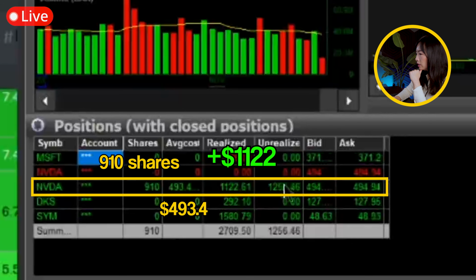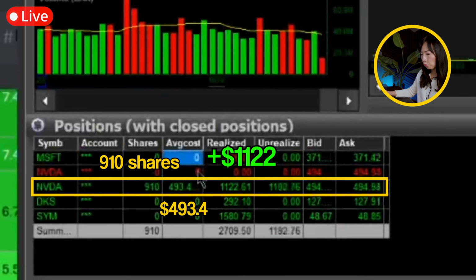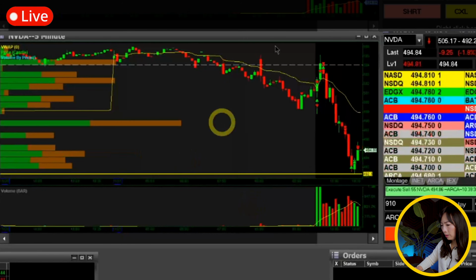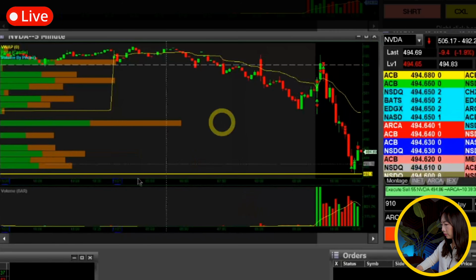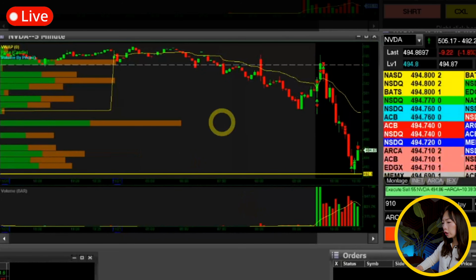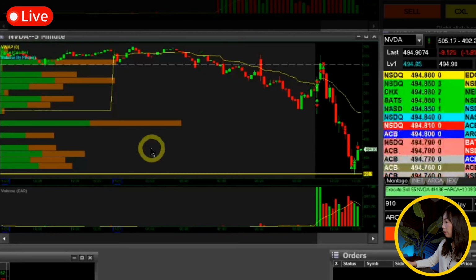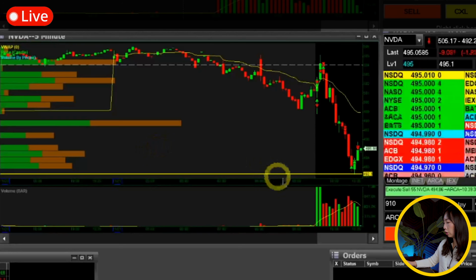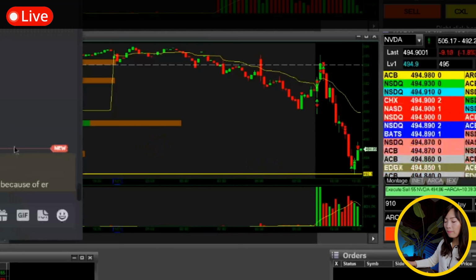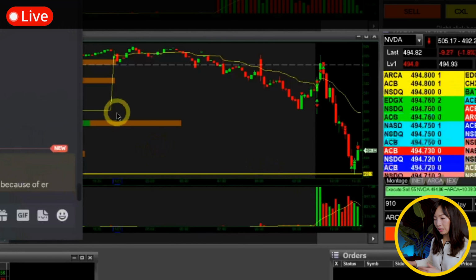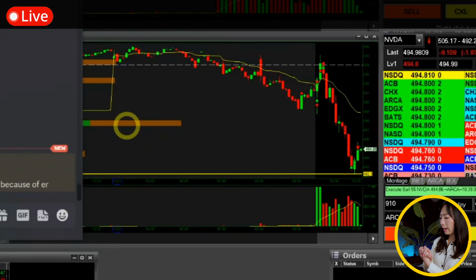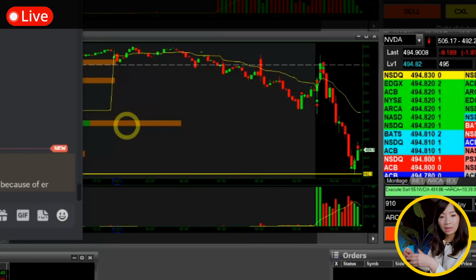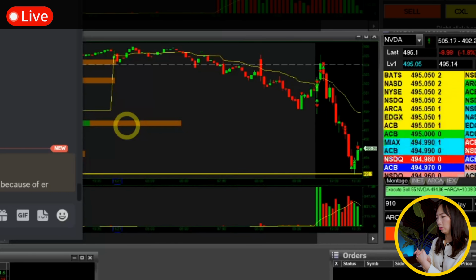Fast forward, I definitely sold this one too soon. 495s, I sold another like 200 shares. So I'm keeping just the 900 shares left on NVIDIA. I have a good average at this point. I'm not gonna risk $1 per share at this point with the remainder shares, right? I sold 600 shares. With the remainder 910 shares, I'm gonna set my stops, break even on those.